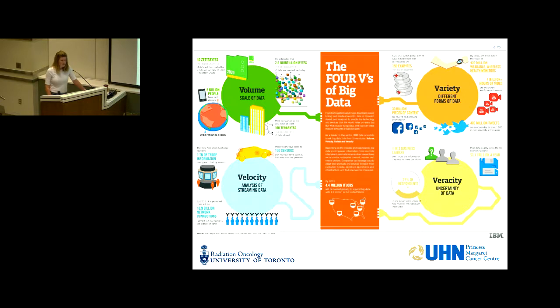Then there's velocity, and that's just the ways in which modern computing systems are able to produce data, stream it, and then analyze it. And finally, veracity is a little bit of a different beast, but that's the degree to which we can trust the accuracy of the data that's out there. So those are a quick overview of the 4 V's of big data. That's quite a common term or concept you'll hear of.